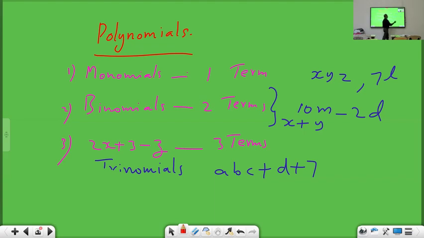Suppose root of pi, root of y, it is not a polynomial because the power is a half. So the power must be whole numbers. That's the definition. In class 9 it is there. For class 10 it doesn't matter. What I am telling, these all are polynomials. Don't confuse. Monomial is a polynomial.